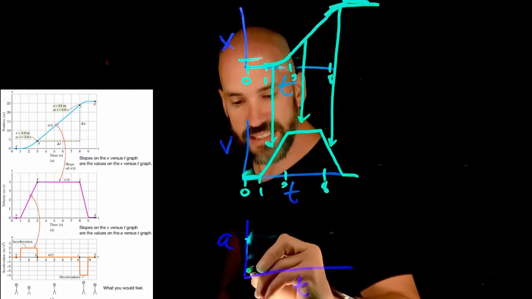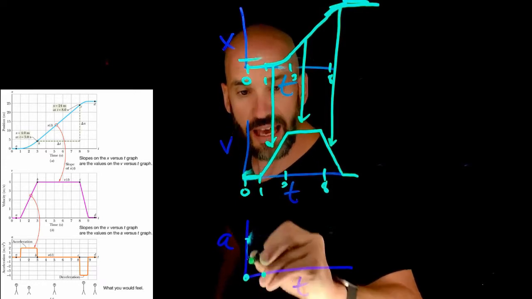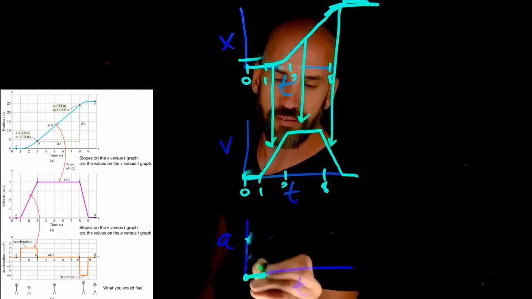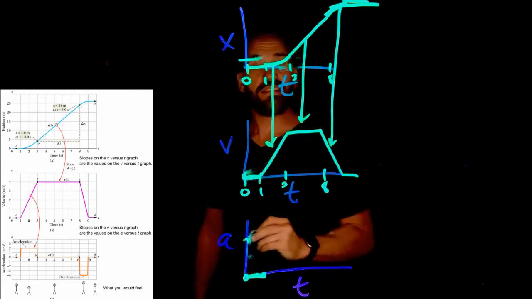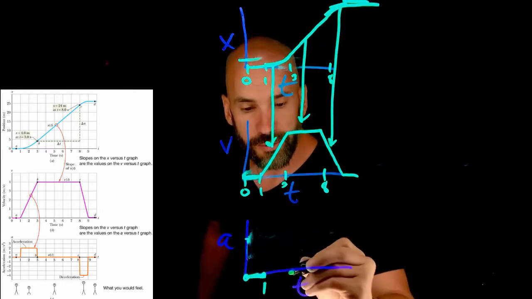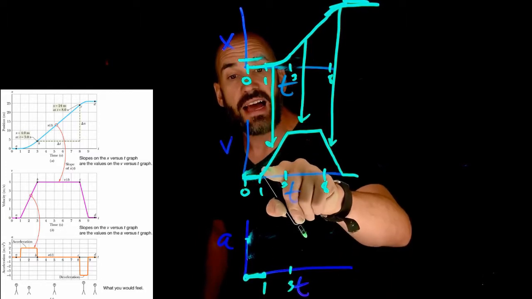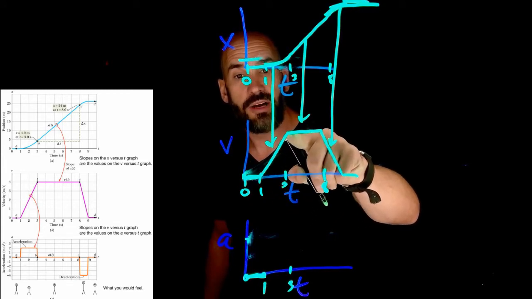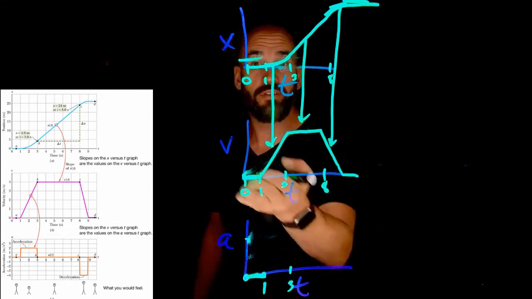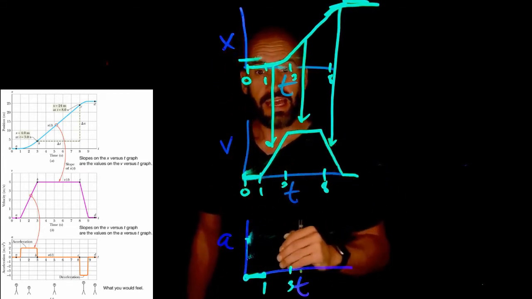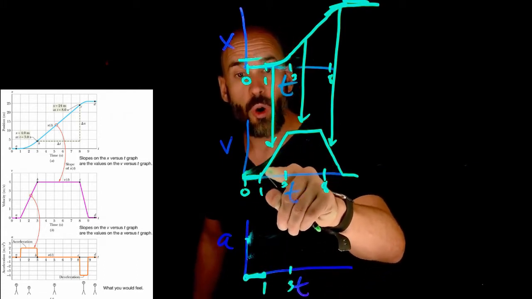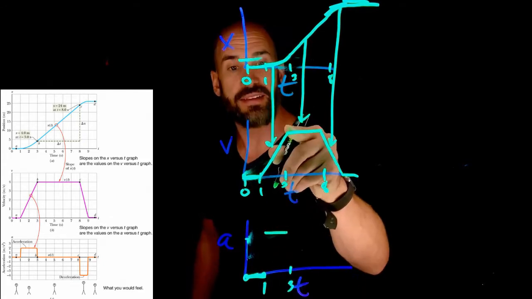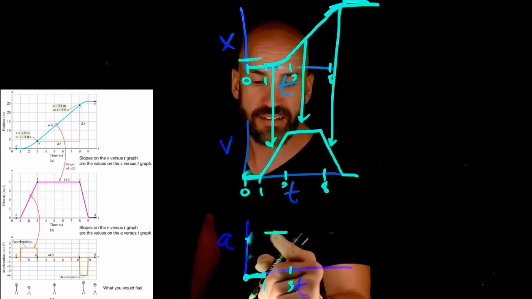Well, from 0 to 1, again, no change in motion, no acceleration. That's going to be a flat line right there, right? But when we get from 1 to 3 here, the slope is a constant, right? Remember, acceleration is the slope of the velocity versus time graph. And the slope here is totally constant, which means we're going to have a constant acceleration. And it's a positive slope, so we're having a positive constant acceleration.